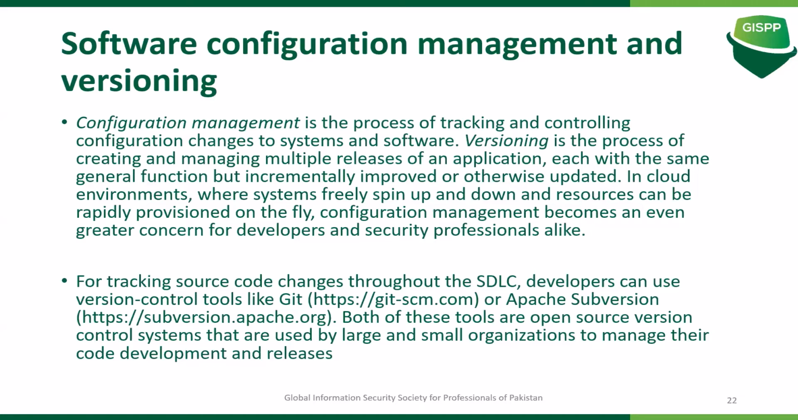So for tracking source code changes, from the development point of view, the source code changes throughout the SDLC. Developers can use version controlling tools like Git or Apache Subversion. Subversion is an old versioning tool. Nobody uses that now. Everybody has either moved to Bitbucket or to Git. Both of these tools are open source version control systems that are used by large and small organizations to manage their code development and release it.